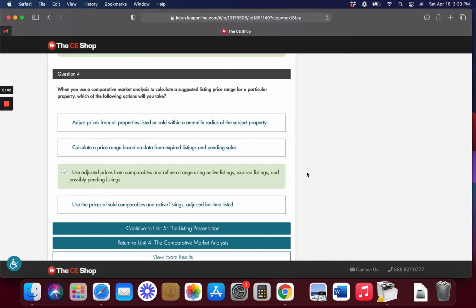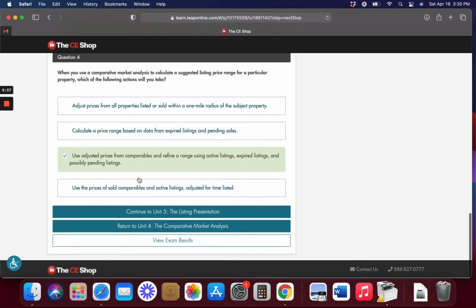All right, when you're doing a comparative market analysis, you use adjusted prices and you want to use active listings and not just sold comparables. You want to use expired listings and possibly pending listings that are getting ready to come up.